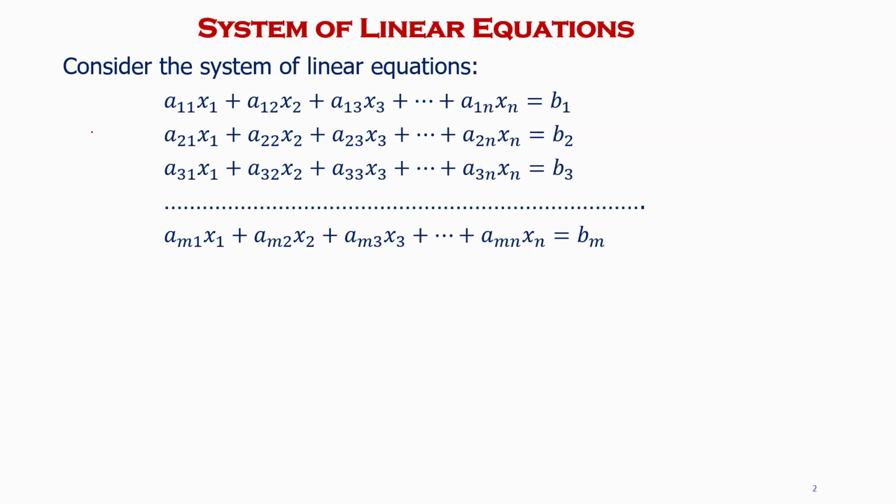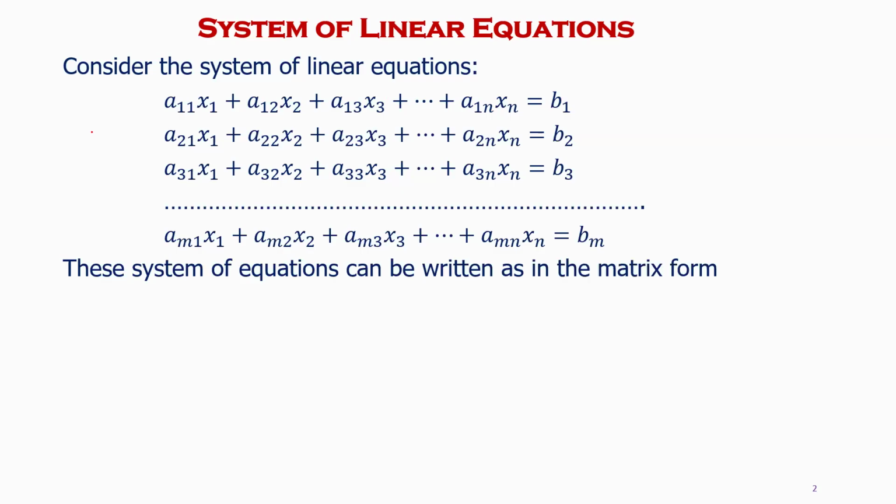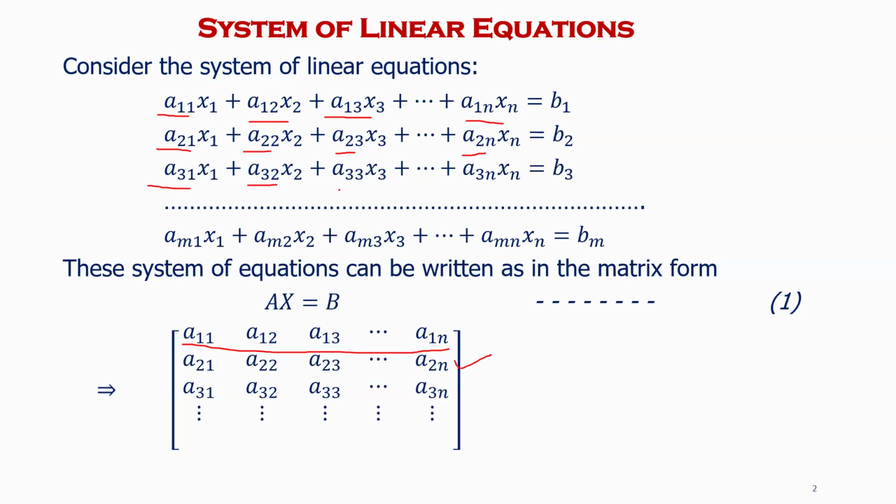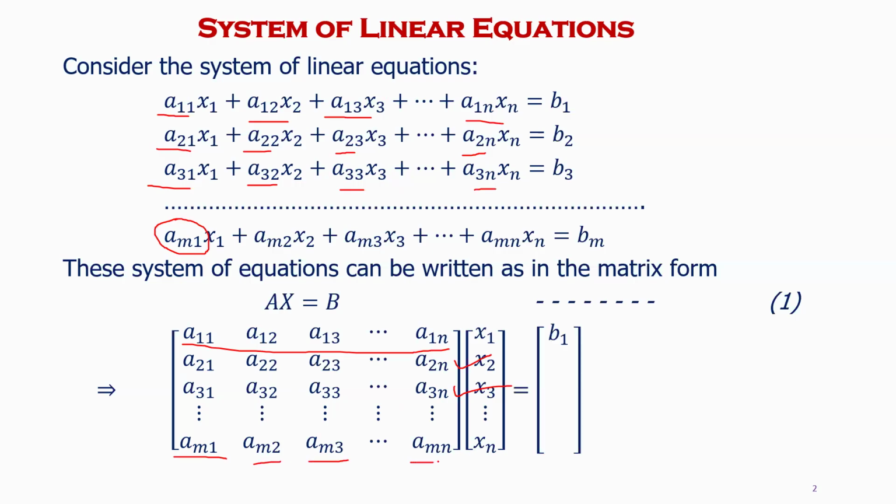Now this system of linear equations can be written in matrix form as Ax = B, where A is the matrix of all the coefficients of the variables: a11, a12, a13, a1n, this is the first row. Similarly, a21, a22, a23, a2n is the second row, and a31, a32, a33, a3n is the third row. And similarly we write the last, mth row: am1, am2, am3, amn.